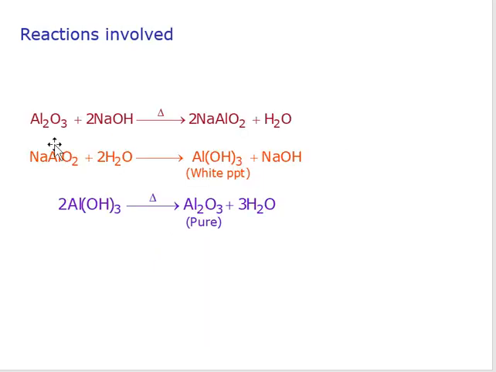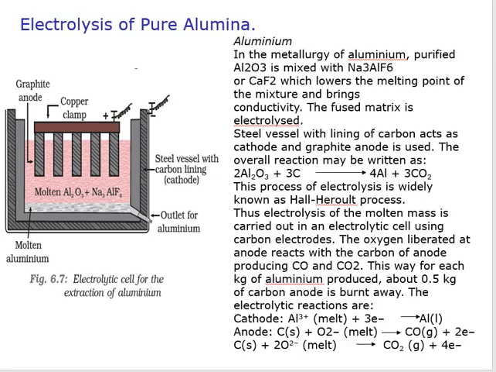The reactions involved: Al2O3 reacts with NaOH to form sodium aluminate, which reacts with water to form aluminium hydroxide. This aluminium hydroxide is heated and forms pure Al2O3. The second step is the electrolysis of pure alumina.